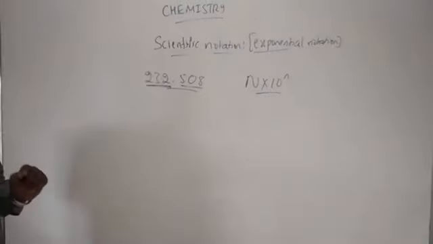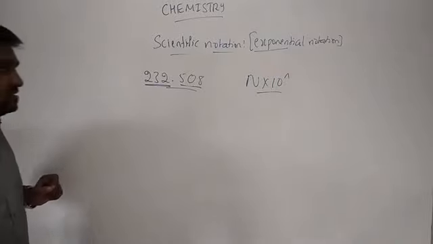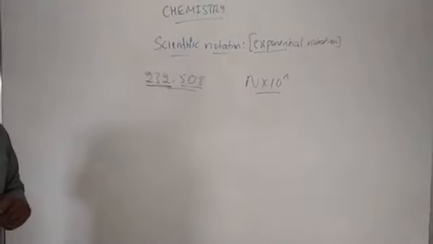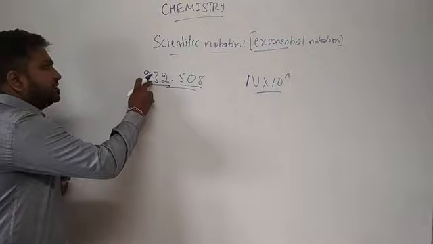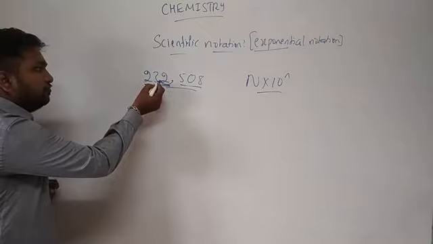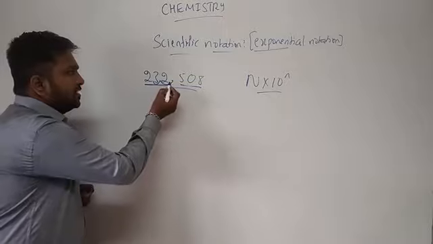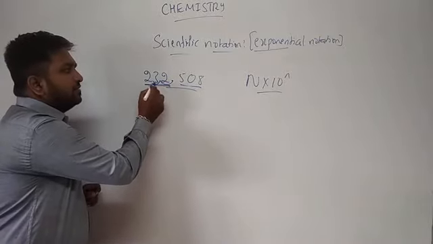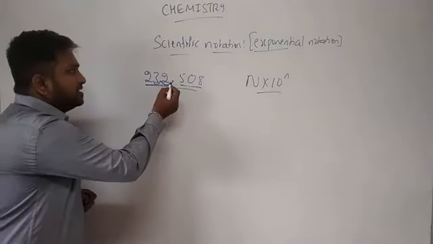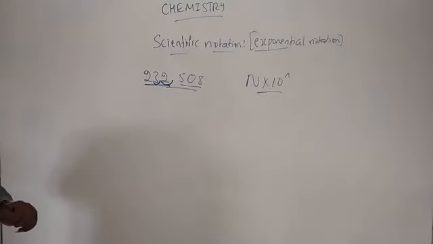See, the standard way of writing scientific notation is that the decimal point should be placed after the first digit. Clear? After the first digit, the decimal point should be placed. So the decimal point should move from here to here. That is the standard way of writing. So the decimal point, which is after 3 digits in 232.508, has to be moved one place and 2 places. Clear?